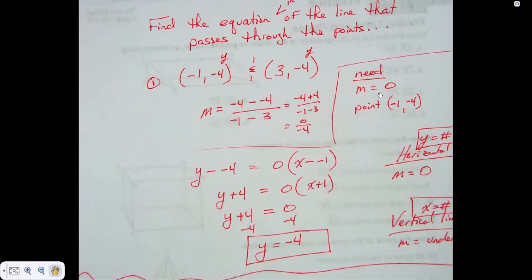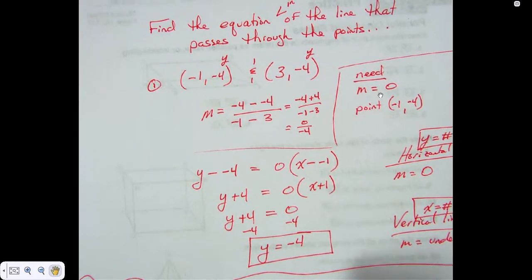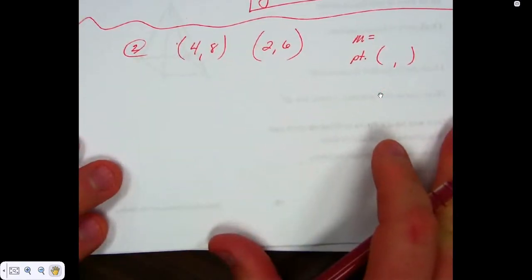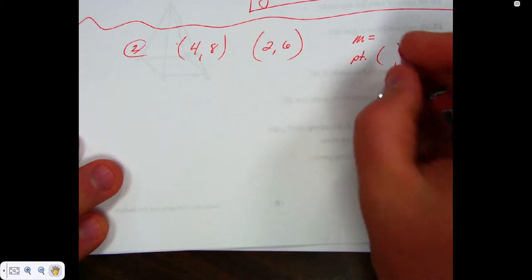Now, let's do another example. How about 4, 8 and 2, 6. I need the slope and I need a point on the line. What point do you guys want to use? 4 and 8? All right, we'll use that point.